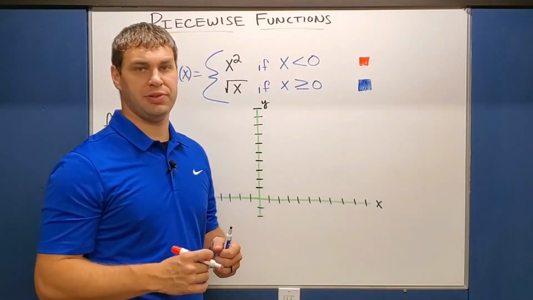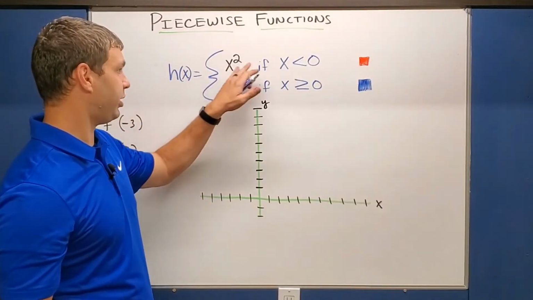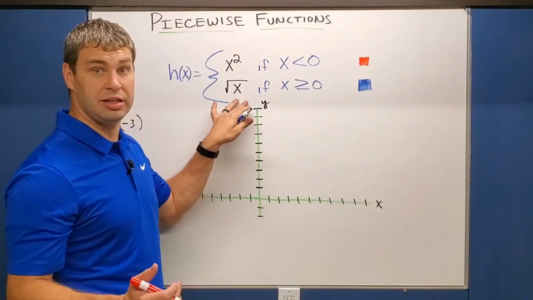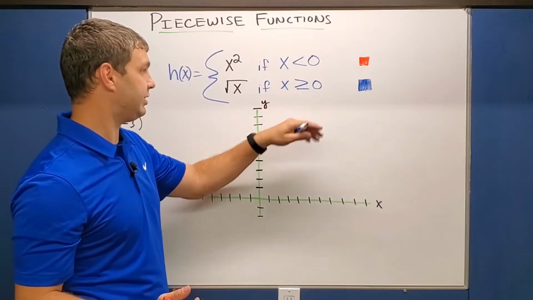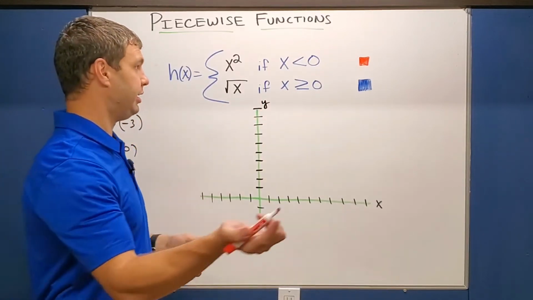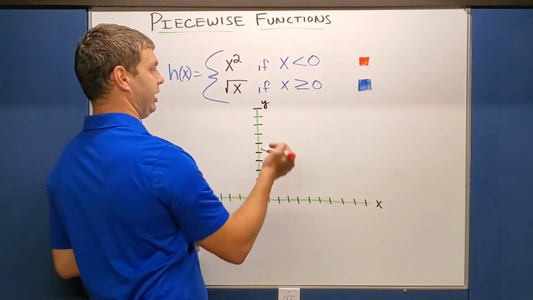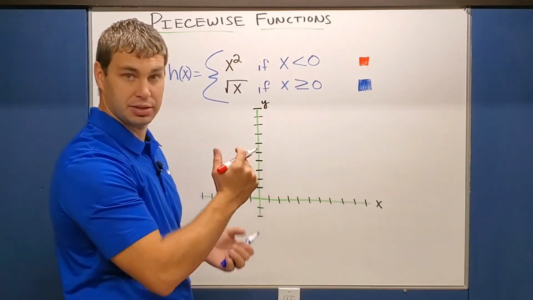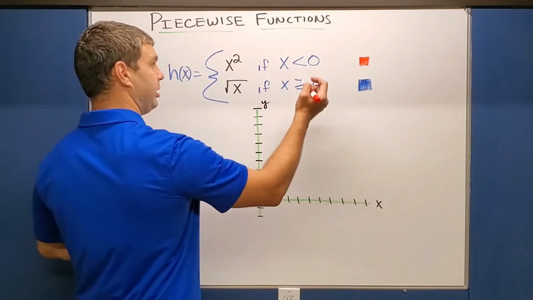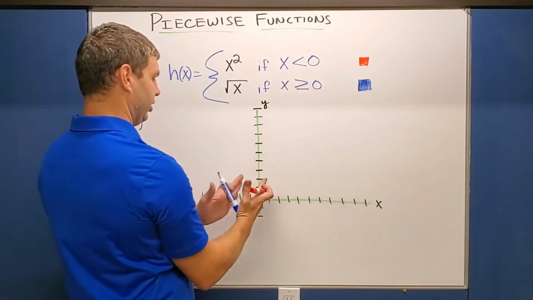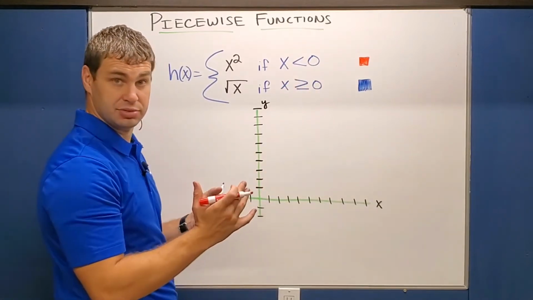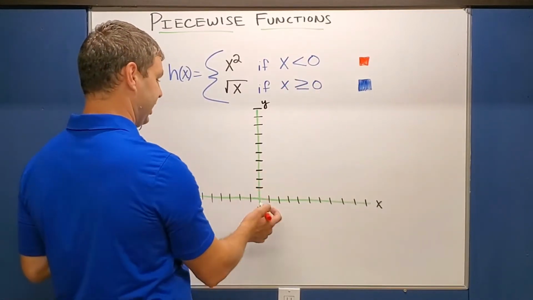All right, the next piecewise function we're going to look at is h of x is x squared if x is less than 0, or the square root of x if x is greater than or equal to 0. So in red, we're going to do this top one, x squared. And normally this is a parabola looking shape, right? But since it's less than 0, I can only do my domain when it's on the left side of 0, okay?